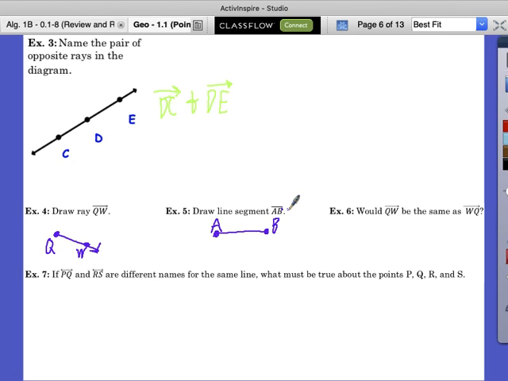Example 6. This is really just a question to you. Would ray QW be the same as ray WQ? Think about that one for a second. If you're struggling with that one, maybe try drawing it out.